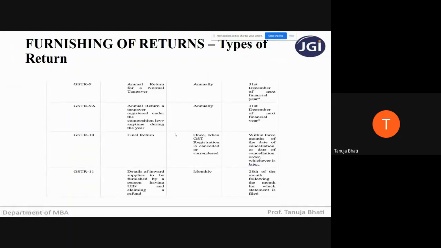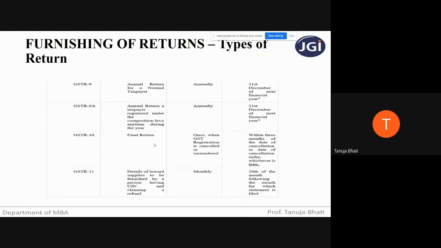GSTR 10 is again a final return. When I say final return, it means it is to be filed by a taxable person whose registration has been cancelled or surrendered. What does final return mean? Suppose I want to close down my business. I don't want to carry my business further. So whatever GST registration certificate I had received when my turnover crossed the threshold limit, now since I am no more carrying my business further, I will surrender my GST registration certificate, or my GST certificate will be cancelled, right?